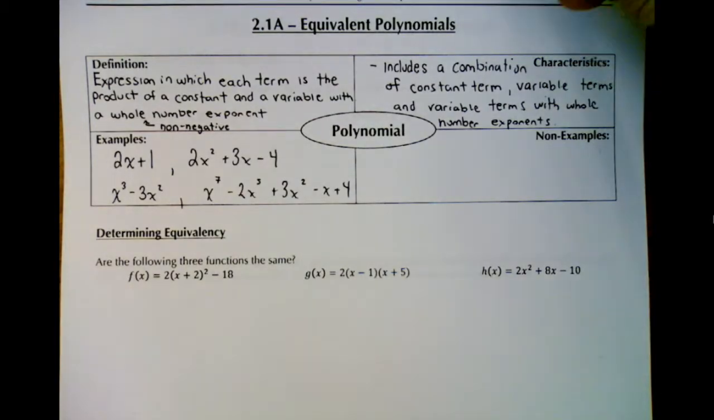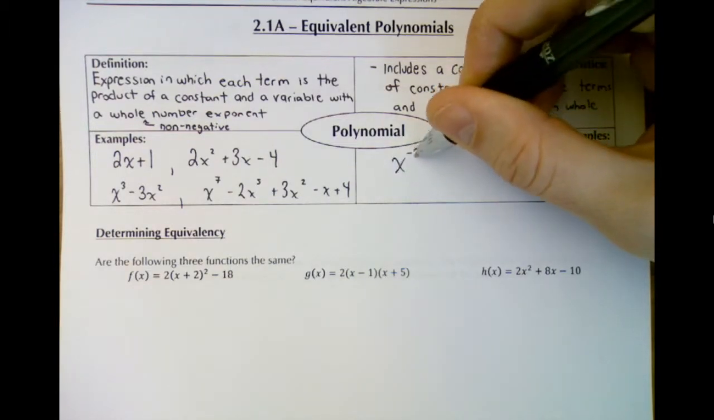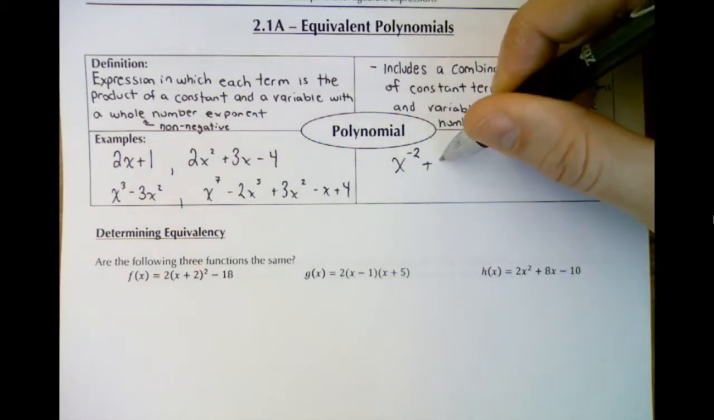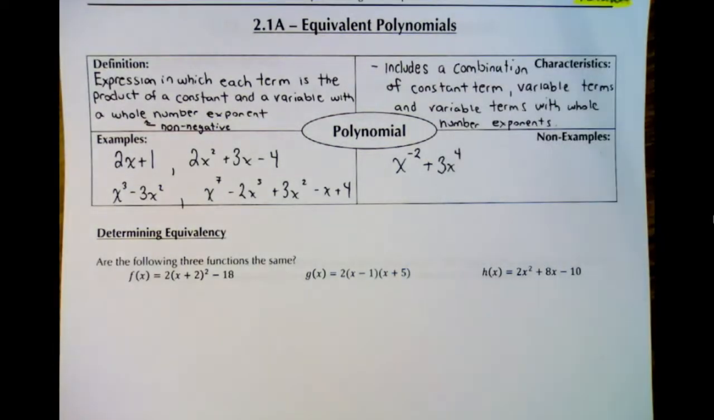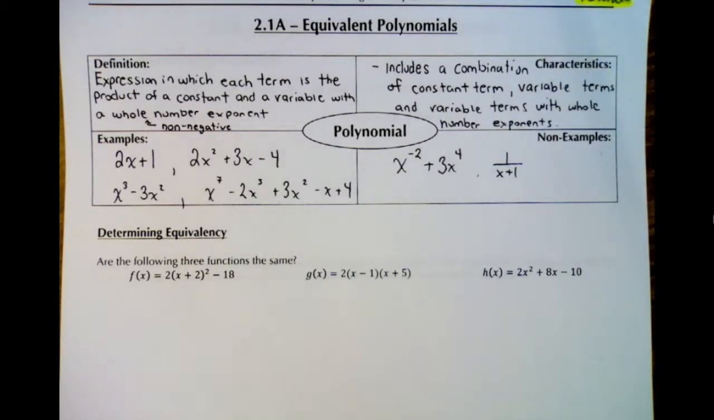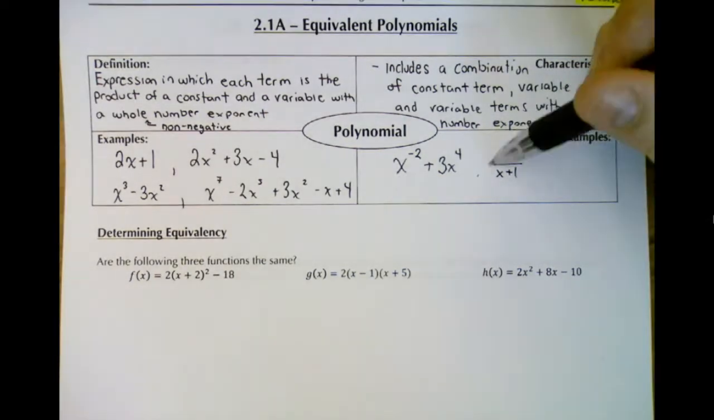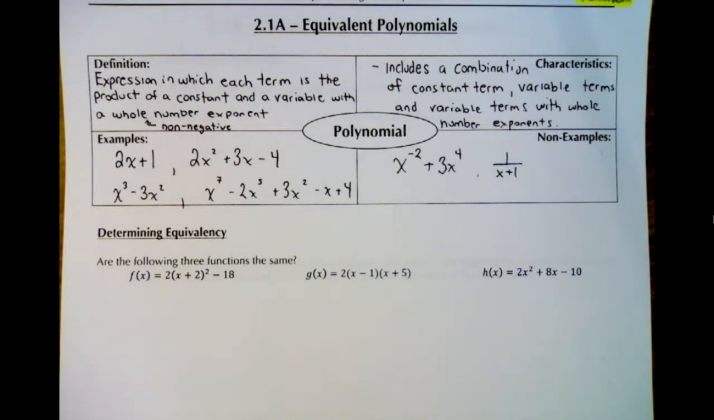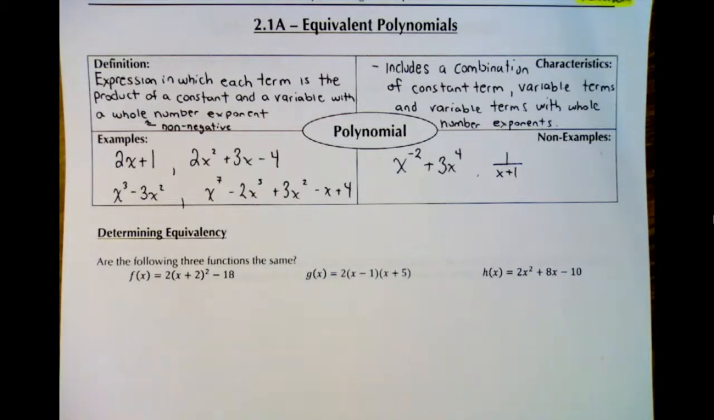Some non-examples. Well, we could have something with a negative exponent, like x to the negative 2 plus 3x to the 4. Since there's a negative exponent, we don't have a polynomial. It could be a rational expression, like 1 over x plus 1. That's not a polynomial, even though there's not a negative exponent on that x. If we were to write this not as a rational, it would actually have a negative 1 exponent. But I guess the easier way to think about it is that if you have any division and there's an x in the denominator, it is not a polynomial.